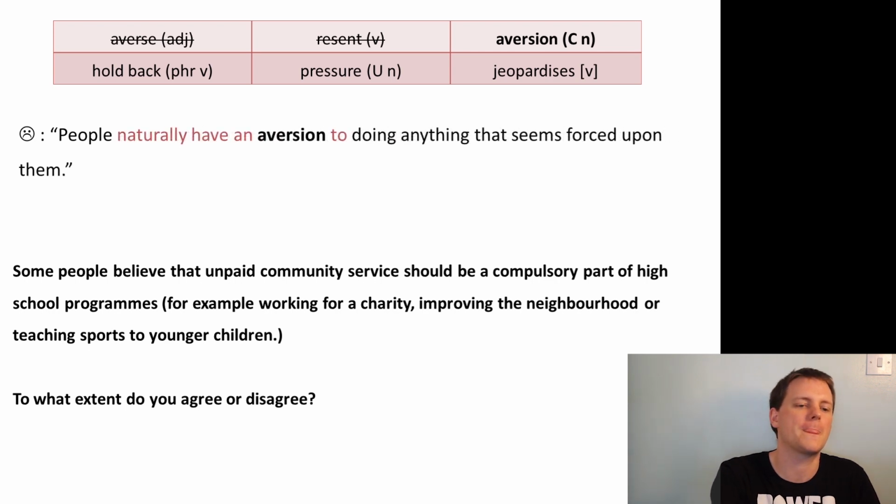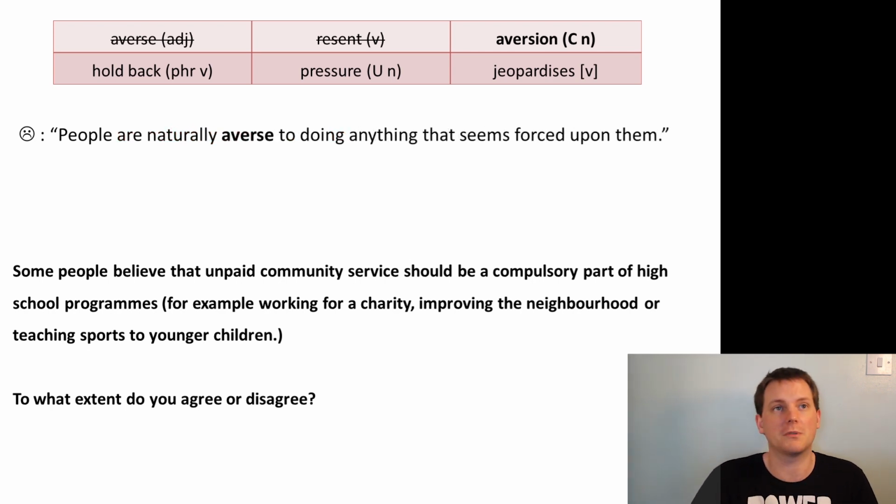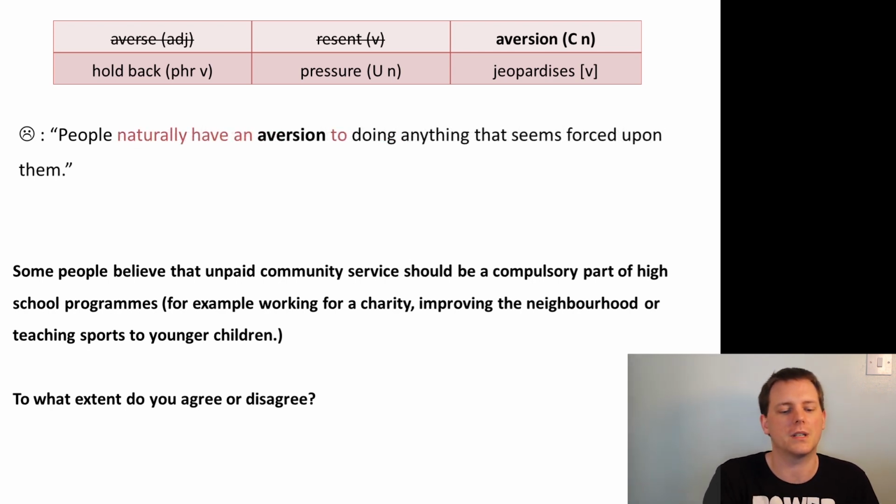Okay. People naturally have an aversion to doing anything that seems forced upon them. So I think it's pretty much what you'd expect from what we just looked at. Something a little bit different though, worth noting, is that I moved naturally. Like naturally in the new sentence is before the verb. Before it was people are naturally averse to, but now it's people naturally have an aversion to. So that's another little difference.